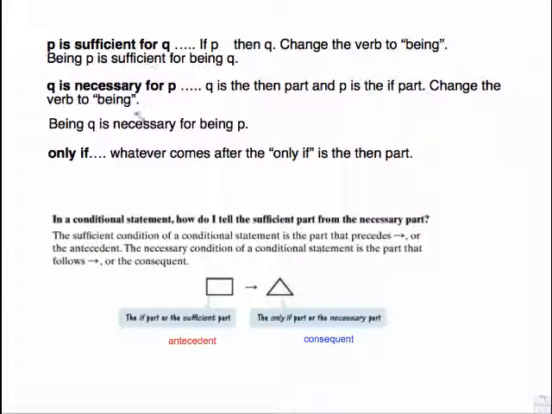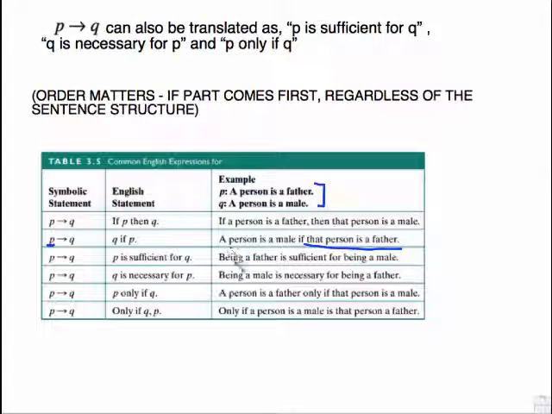Now the sufficient and the necessary can be a little bit confusing, so here's just some stuff that might help you. P is sufficient for Q is the same as if P then Q. There's our statement and symbols, and you change the verb to being. So being P is sufficient for being Q. Just like this one back here, when we switched here, being a father is sufficient for being a male.